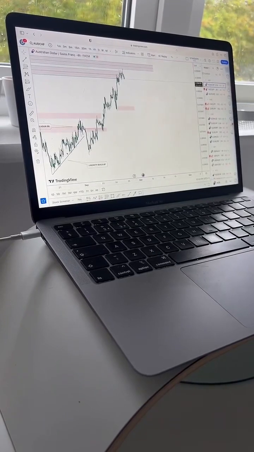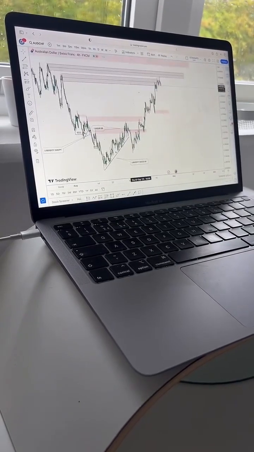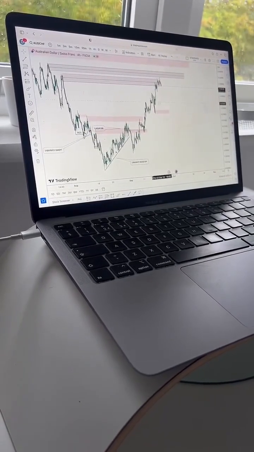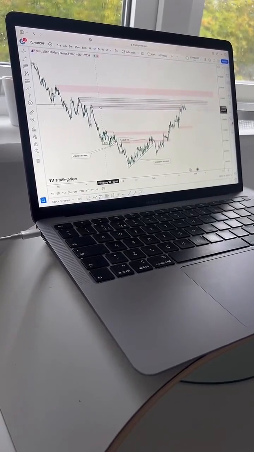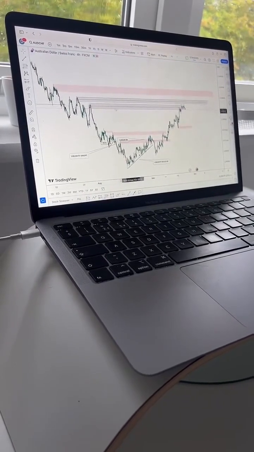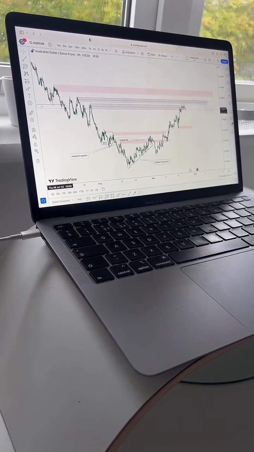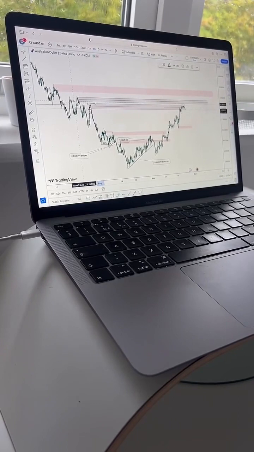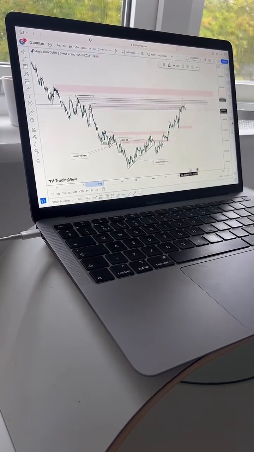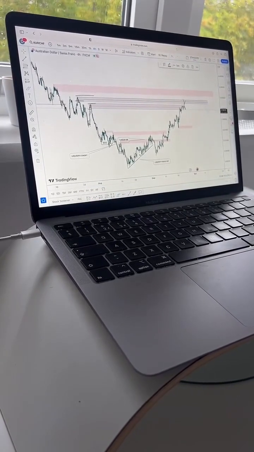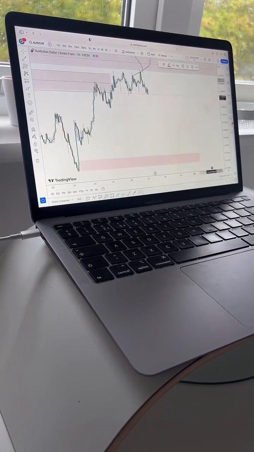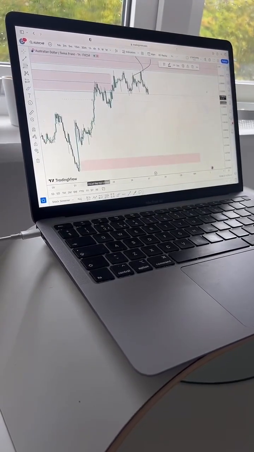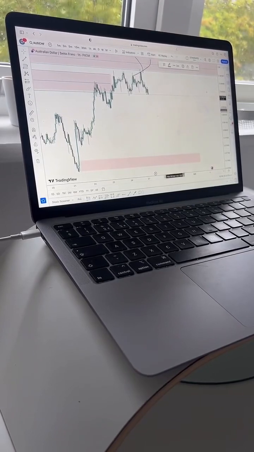So starting with AUD Swiss franc. As you can see on the left side, we have a 4-hour zone. Bounced off multiple times. So number one, number two. Currently bouncing off this. So we're in a sell zone. That means you sell the market. If you're in a sell zone, you sell the market.